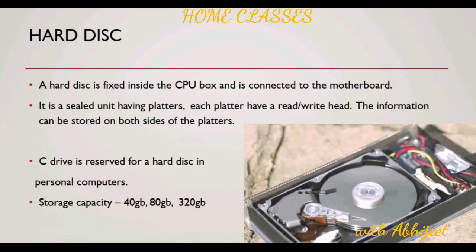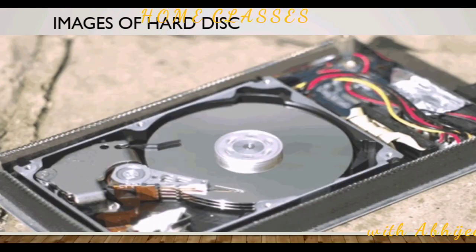Hard disk. A hard disk is fixed inside the CPU box and is connected to the motherboard. It is a sealed unit having platters. Each platter has a read or write head. The information can be stored on both sides of the platters. C drive is reserved for a hard disk in a personal computer. Storage capacity may be 40 GB, 80, 320 and further more. This is like a disk and it keeps on moving and it has a magnetic field along it.